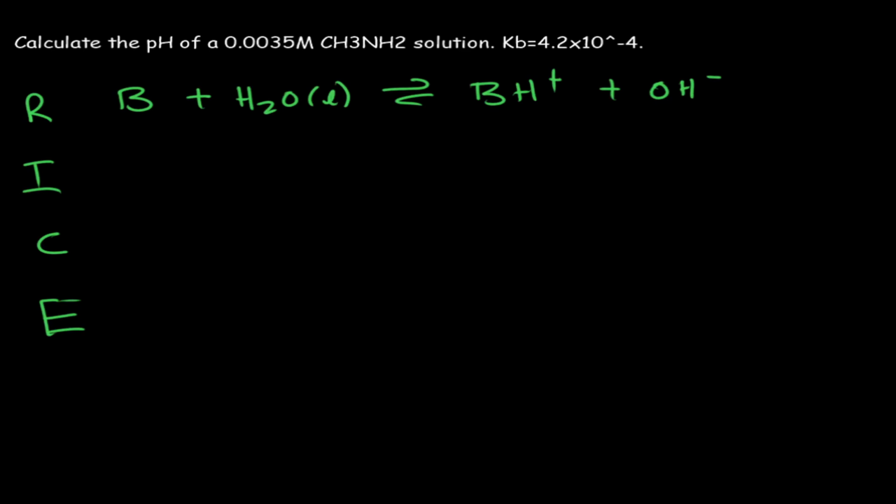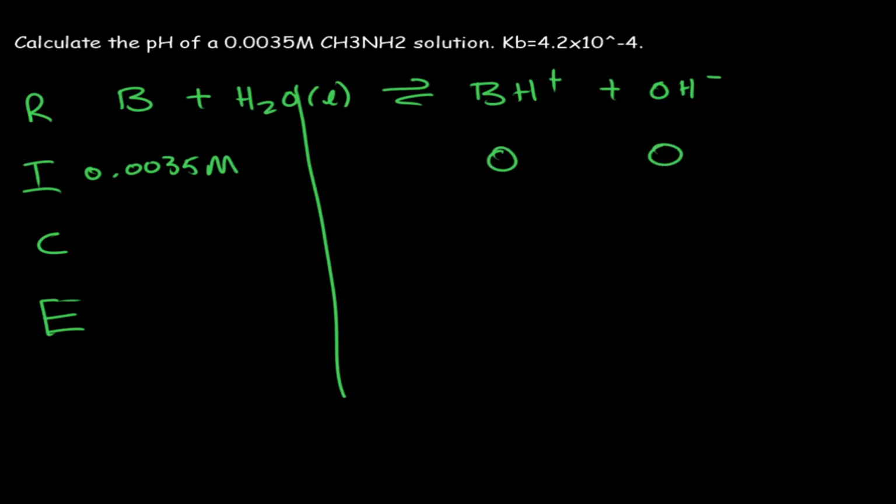So we know that the initial amount of our base is 0.0035 molar. Again, we don't have to use moles in the Rice table because we're assuming our volume stays constant, so the moles will be the same amount the whole time. So we'll be using molarity for our Rice table. Water, we can ignore because it is not in our final equilibrium expression. The initial concentration of BH plus is 0, as well as the OH minus.